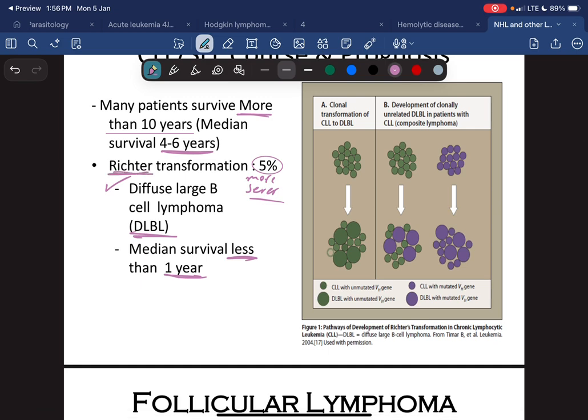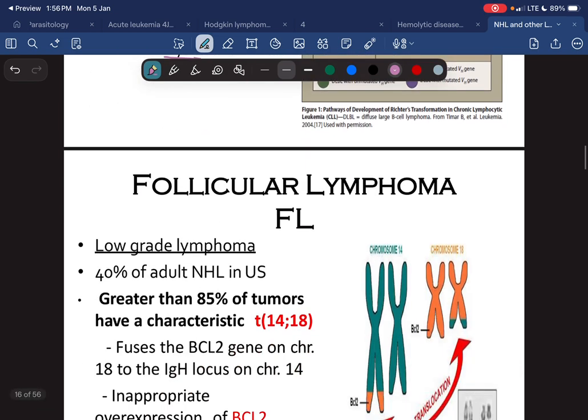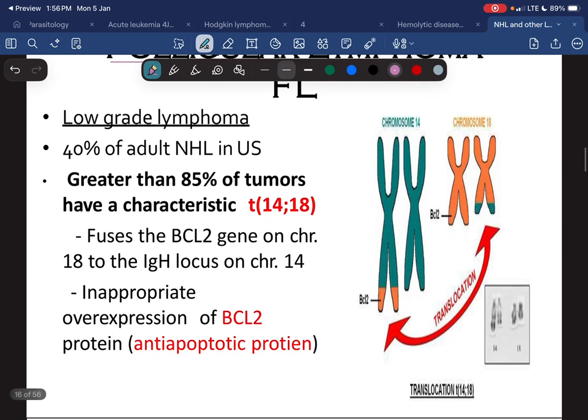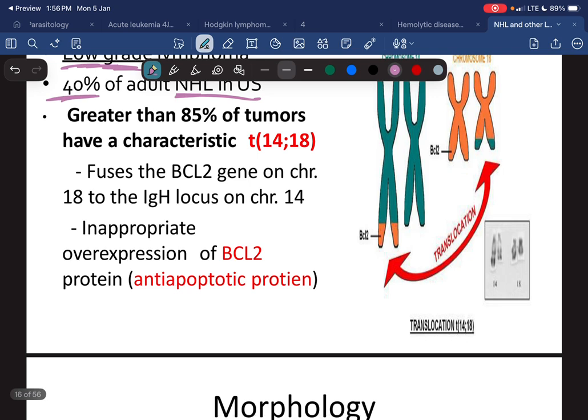طيب second lymphoma, follicular lymphoma. It's called follicular. So with sectioning of lymph nodes with follicular lymphoma, you will appreciate presence of follicles. It's a low-grade lymphoma. تقريبا 40% of non-Hodgkin lymphomas in United States, associated with the translocation 14-18 in up to 85% of cases. This translocation will lead to overexpression of BCL2.